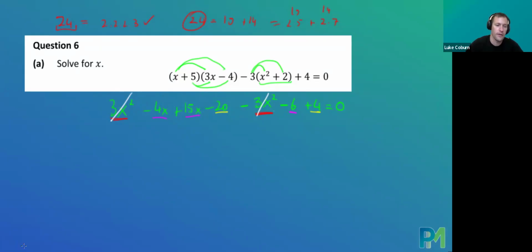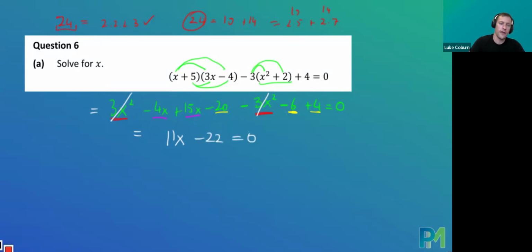Oh, sorry, I made a mistake there. What I did there is called a sanity check. I just looked and I'm like, wait, is there no other ones? What's happening? And then I had to kind of go, sometimes you have to go back to correct the previous step, just a little small correction. Minus 4x and 15x is 11x. And then minus 20 and minus 6 is minus 26. Plus 4 is minus 22 is equal to 0.